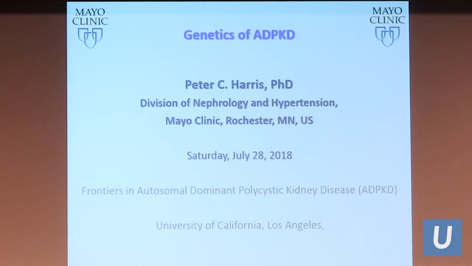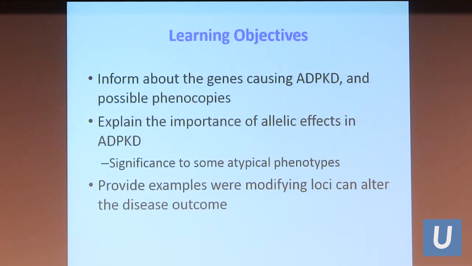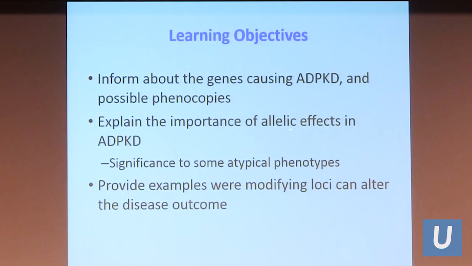So what I'm going to talk to you about today is the genetics of ADPKD, and the objectives of my talk are to talk about the genes that cause ADPKD, but also other ones that can look somewhat similar to the typical ADPKD genes. Then talk about the specific mutations we find in the ADPKD genes, especially the PKD1 gene, and how they can be significant to the phenotype we find. And then talk about some situations where the normal phenotype can be modified by other genetic factors.